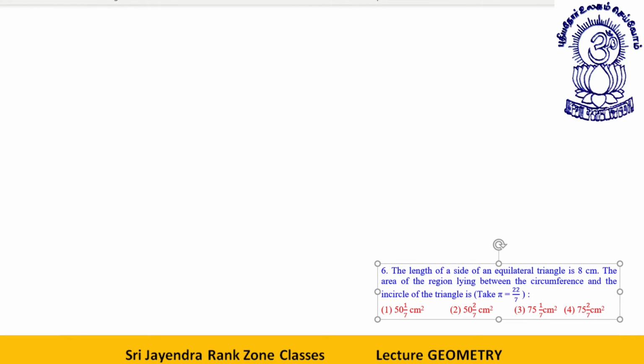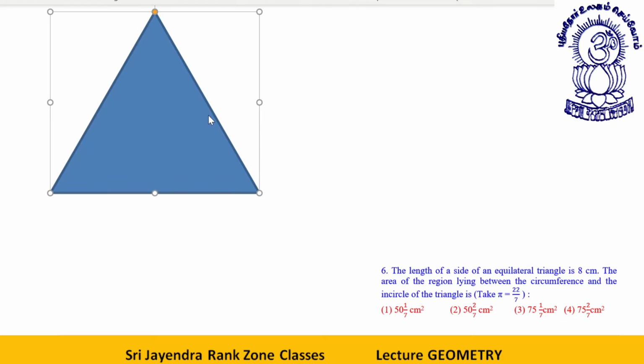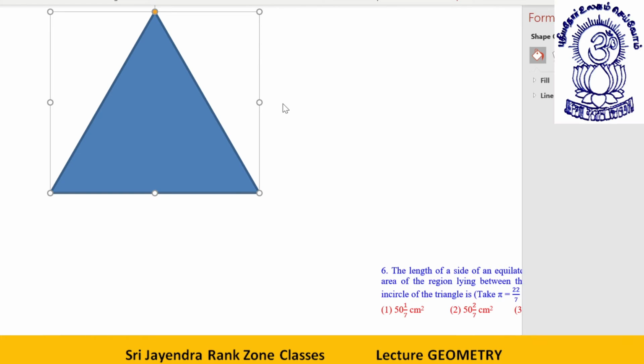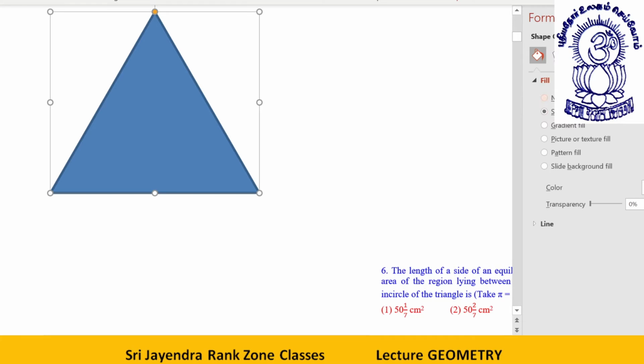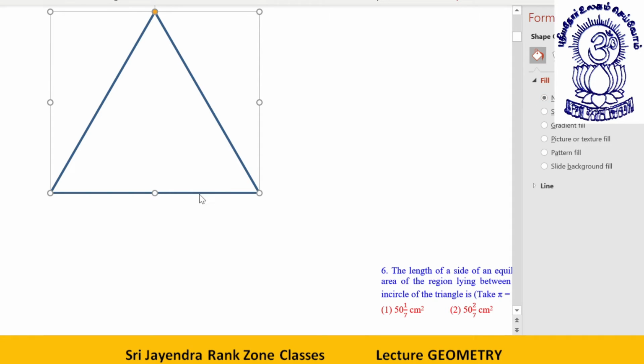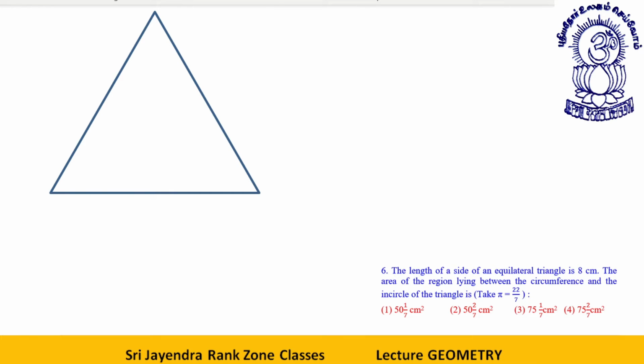Let's say we have an equilateral triangle first of all. Suppose I take a triangle. Suppose this is a triangle. Now we have this equilateral triangle. Fine. The length of the side of the equilateral triangle is 8 centimeter. Fine. This is 8 centimeter.